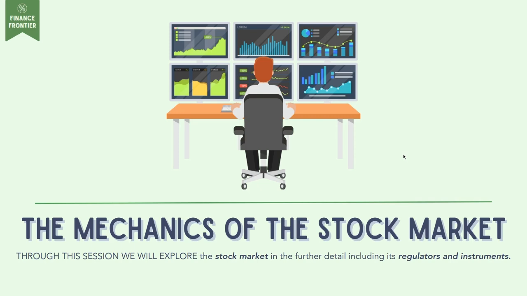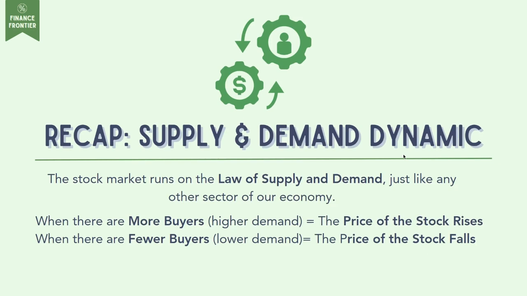So to give you guys a quick recap, we have discussed the supply and demand dynamic in the previous modules. To run you through it again, the law of supply and demand basically states that when we have more buyers or higher demand, then the price of a commodity or the price of a stock rises. And when we have lower demand or fewer buyers, then the price of our commodity, or in this case, the stock, will fall. Now, this is a very important dynamic on the basis of which our stock market does run. So it's very important to understand this dynamic in order to truly comprehend how our stock market operates.